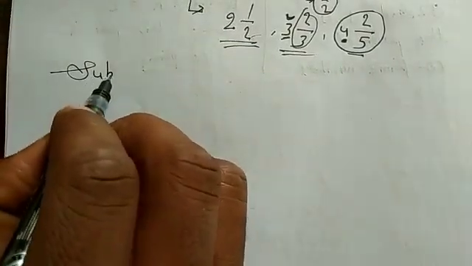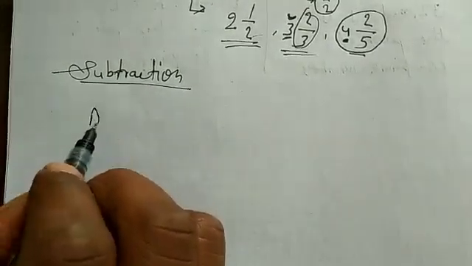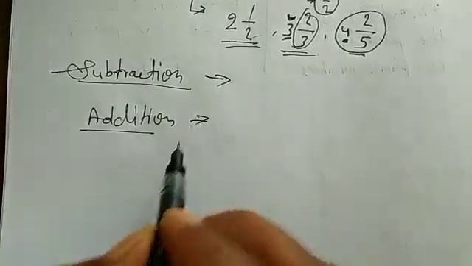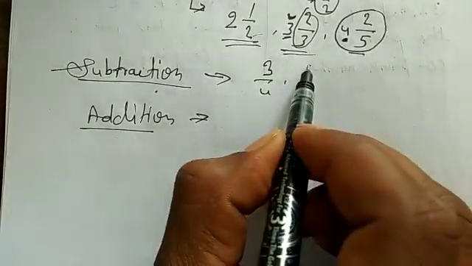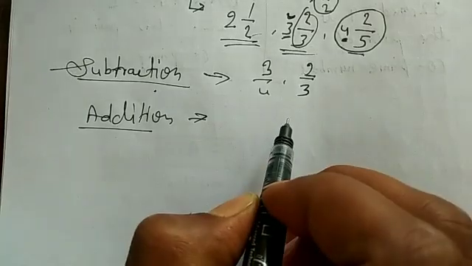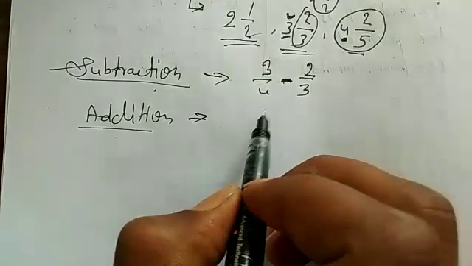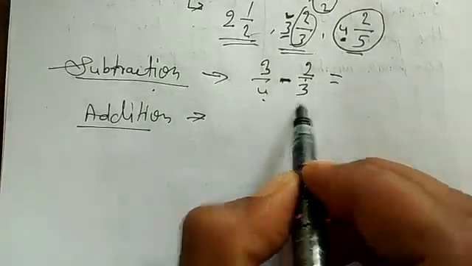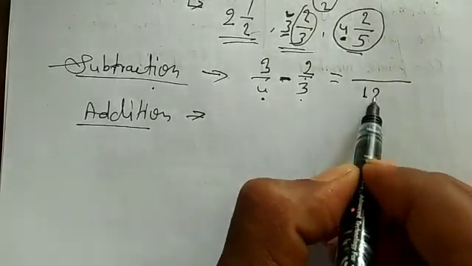Now, how to subtract and add fractions? Subtraction of the fractions and addition of the fractions. Simply, to subtract the fractions, we take the LCM of the denominators. Suppose this is a fraction and this is a fraction also, and we have to subtract this fraction from this. So we take the LCM of the denominators 4 and 3. LCM of 4 and 3 is 12.